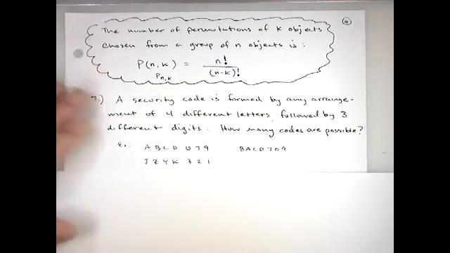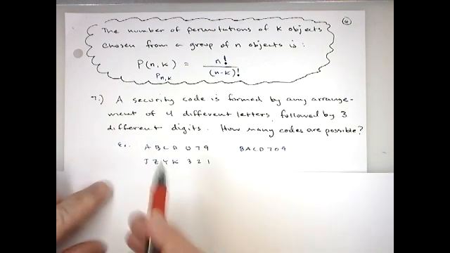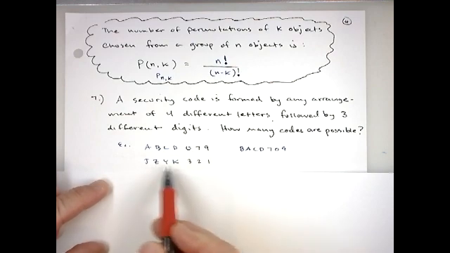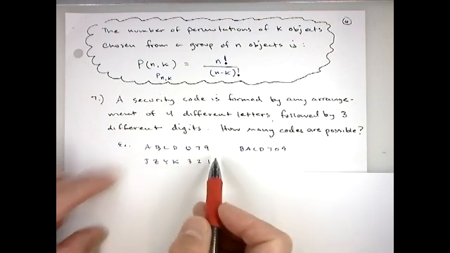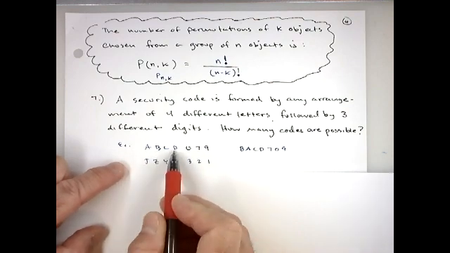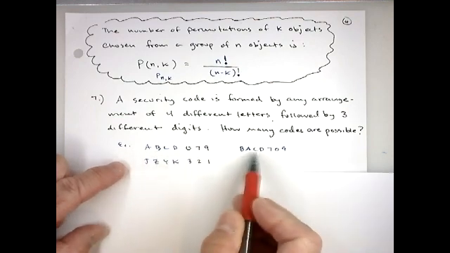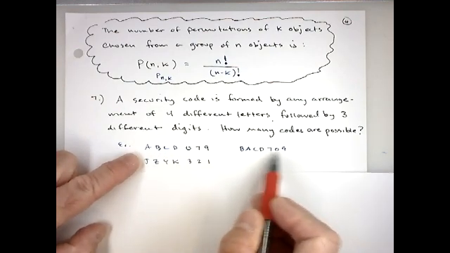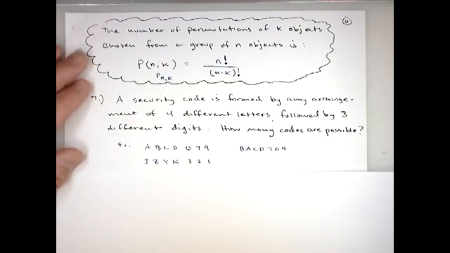Let's say we're going to form a security code with any arrangement of 4 different letters followed by 3 different digits. How many possible codes are possible? So for example, you could have ABCD and then 079, or JZYK321. Also remember that if you had ABCD 079, there are different arrangements within that, right? You have the same 4 letters and the same 3 numbers, but that's a different code. So here's how we can count those.